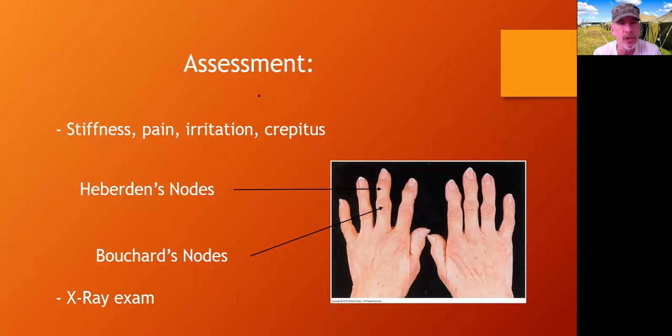Assessment: you'll get stiffness, pain, irritation, crepitus. We all know what crepitus is. That's when the joint moves and you hear crunch, crackle, crinkle, crack. That's called crepitus. Some people get severe arthritis, especially in the hands. They'll get Heberden's nodes and Bouchard's nodes in the hand. You see this on older people; their knuckles will be enlarged. Best way, X-ray is our most common diagnostic tool because it just shows that cartilage gone and the bones are just kind of plumped on each other.